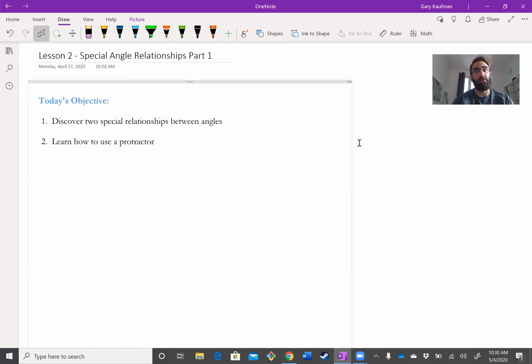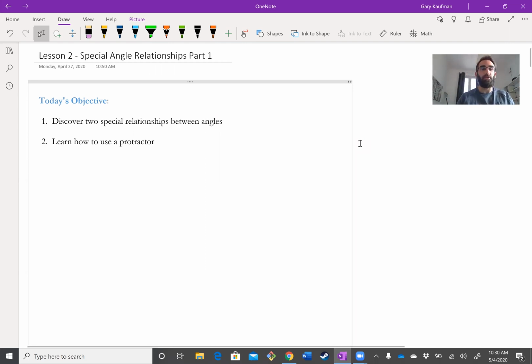Don't worry, we're going to be integrating algebra into it. Now today we're going to be looking at two special relationships between angles. We're going to learn a third one the next class. And we're going to further understand how we can use a protractor to find angle measurements.